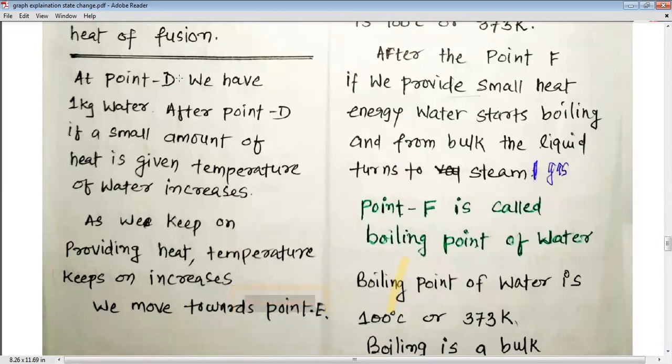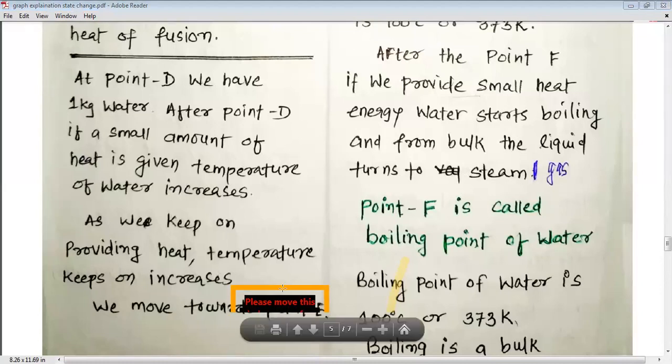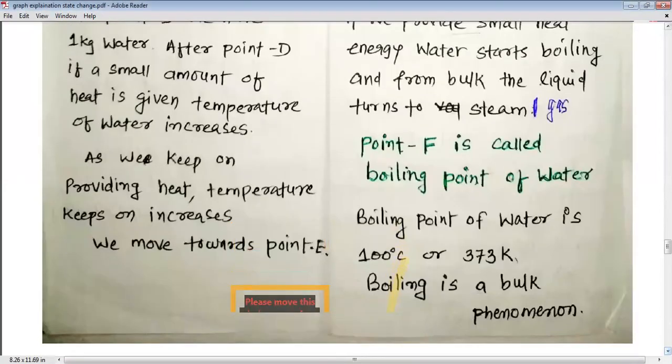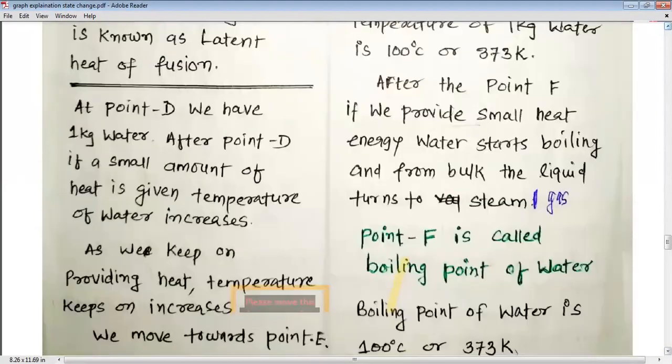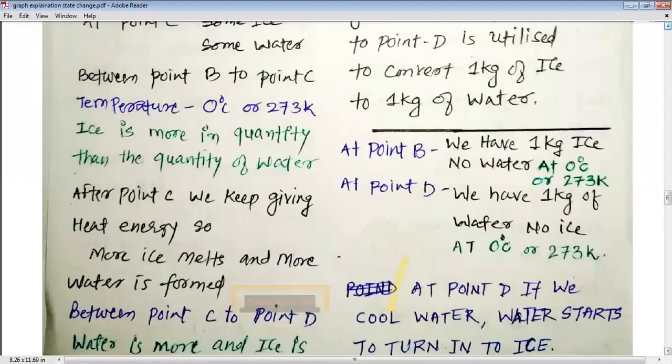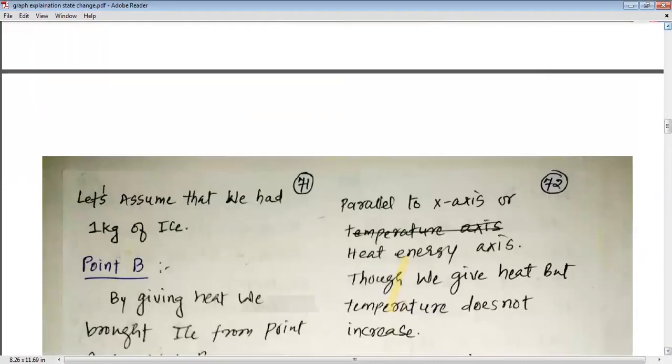Now at point D, we have 1 kilogram of water. After point D, if a small amount of heat is given, the temperature of water increases, or we can say that the temperature of water rises. As we keep on providing heat, the temperature keeps on increasing. We move towards point E. Let us look into the figure so that, my dear students, we can understand it well.